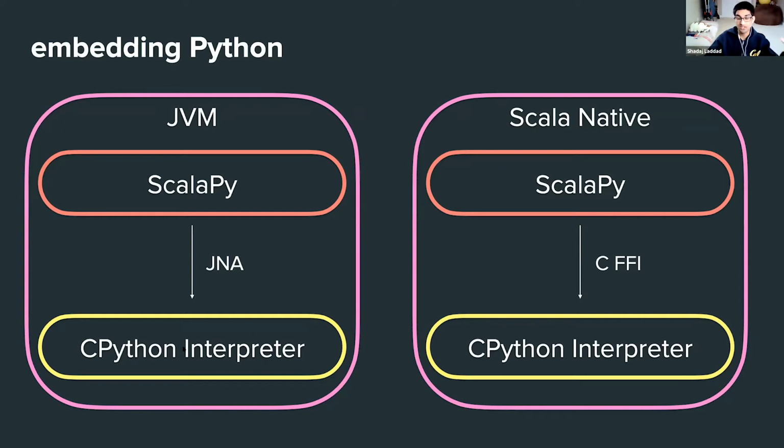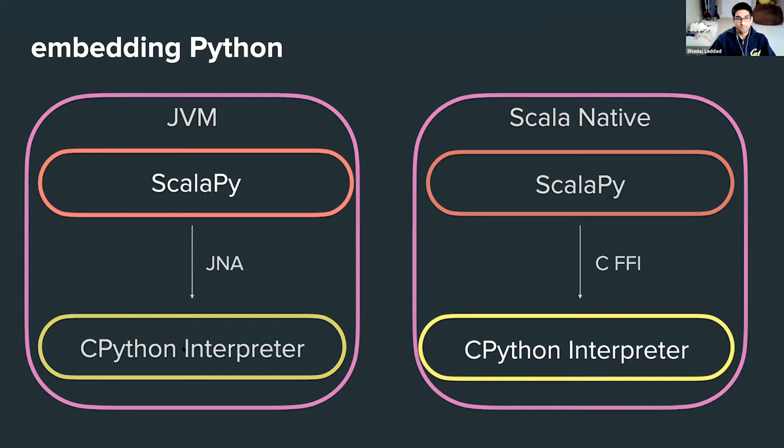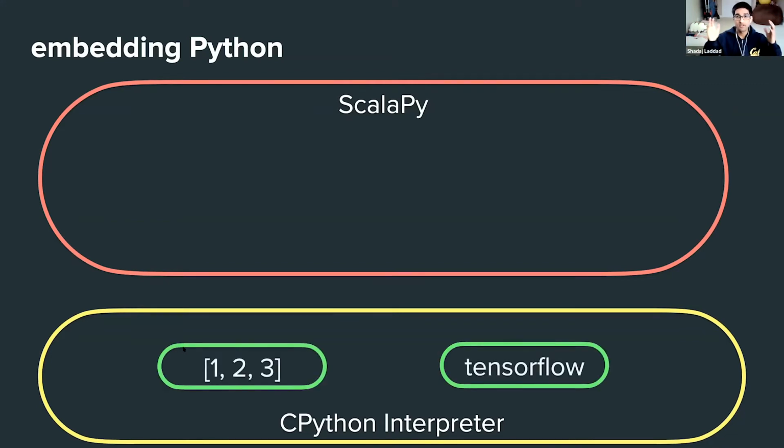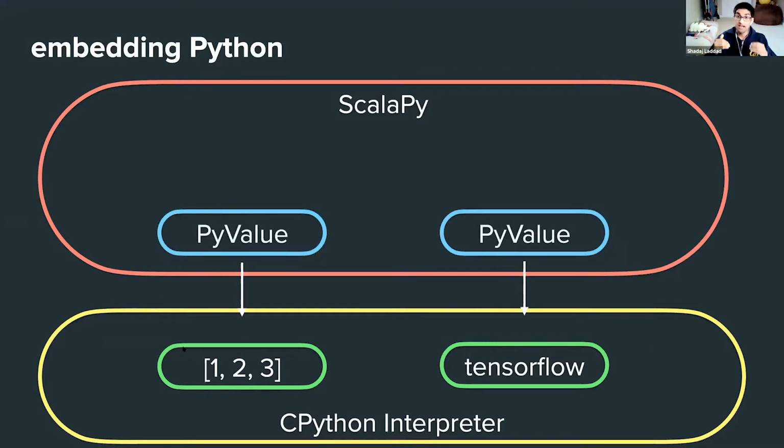So if you're on the JVM, ScalaPy will use JNA, which is a nice high-level foreign function interface implementation. And so it'll use that to talk to the CPython interpreter. And Scala Native provides us a direct foreign function interface that we can use. And then all the magic is shared across these platforms. Other than how we actually specifically talk to C functions and deal with pointers, everything is shared across the two platforms. So for example, in the CPython interpreter, if we have these two values, like an array and maybe a reference to a module, TensorFlow, then we can have in ScalaPy two PyValues.